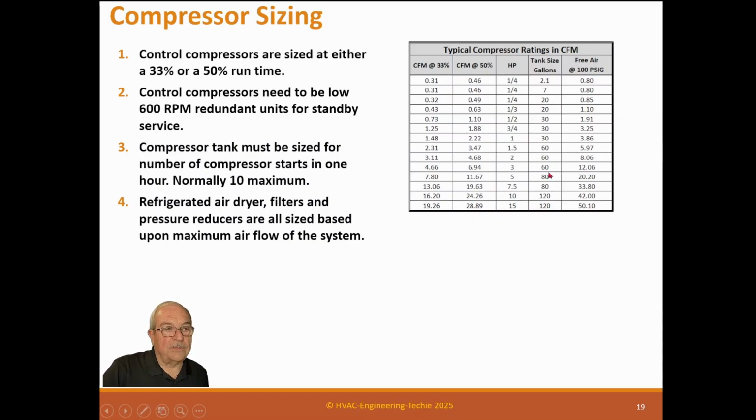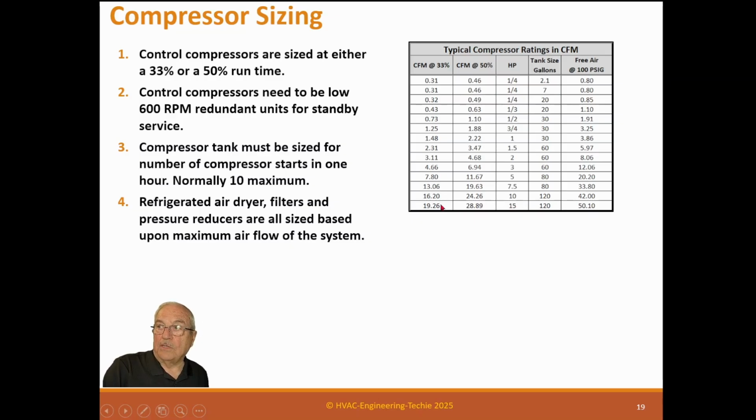Now, this is a generalization, so you would need to actually see a manufacturer's submittal to figure out which one you're going to use. But if you're CFM at 33%, and this is horsepower, so like say a 5 horsepower is 7.8 CFM, and then tank size is normally about 80 gallons for that one, and free air at 100 psi is 20 CFM. But this is what we normally, this is size, so you get down to small compressors here. And we don't normally have compressors over 15 horsepower, to tell you the truth.